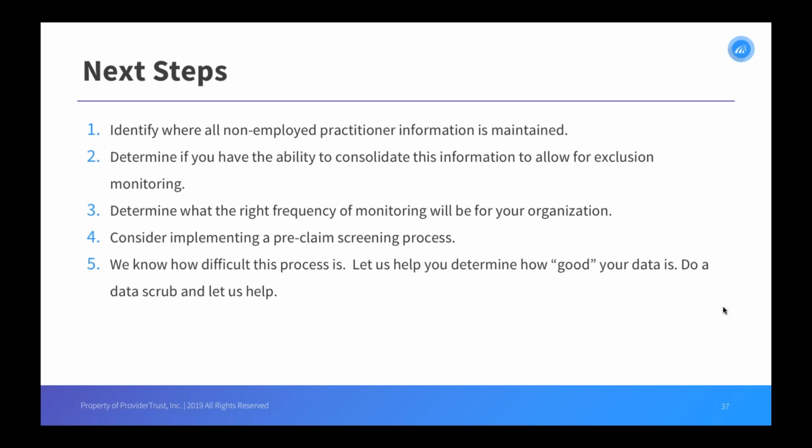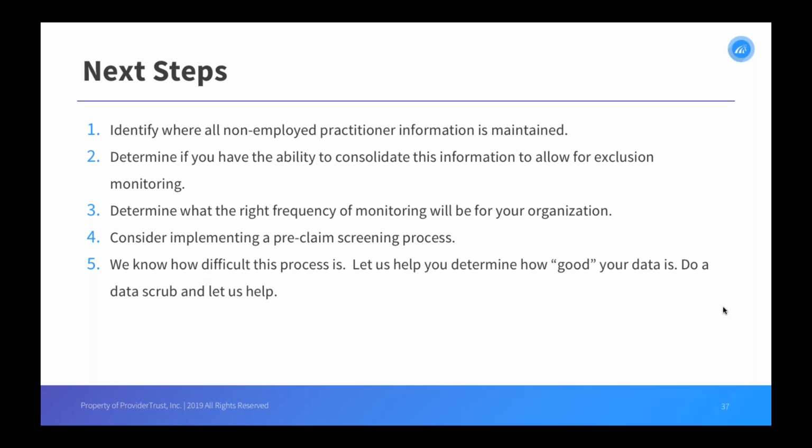The frequency, that's for you to determine. The more regular they're referring, the more regular you should be monitoring. And for the one-offs, if you can catch it and do it at the time of that, then that's fine. That will meet the tenets of the law. Consider implementing really a pre-claim process, and certainly at the point in which somehow you're about to submit a claim, make sure you've got some way to know that person is not excluded at that point.